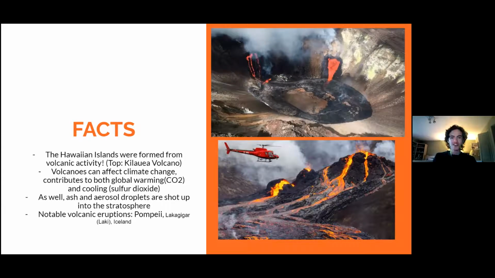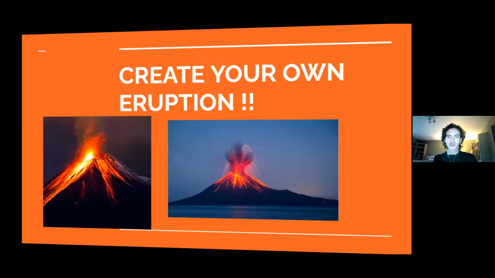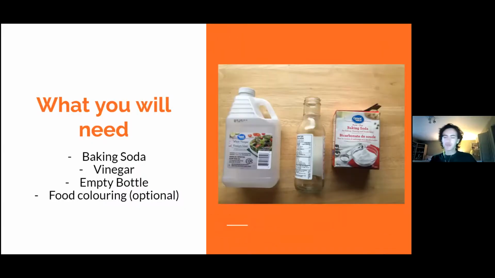Alrighty. So, create your own eruption. Unfortunately, I can't show you live because I want to save my laptop, and it's a little bit messy of an experiment, but I got all the clips down, all the highlights, everything you need to see. What you'll need is some white vinegar, an empty bottle, preferably a little bit smaller, some baking soda, and some optional food coloring if you want to make your lava a certain color.